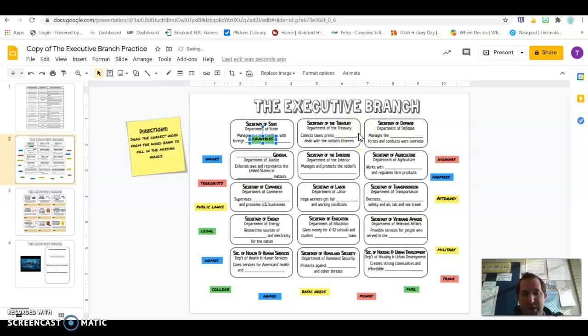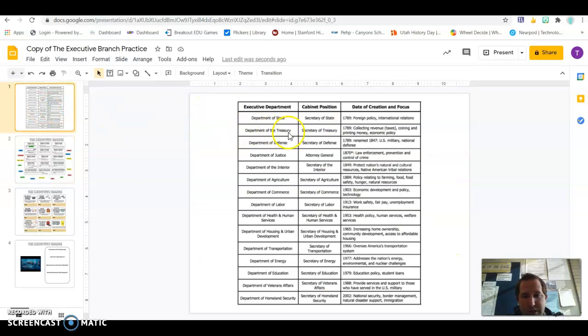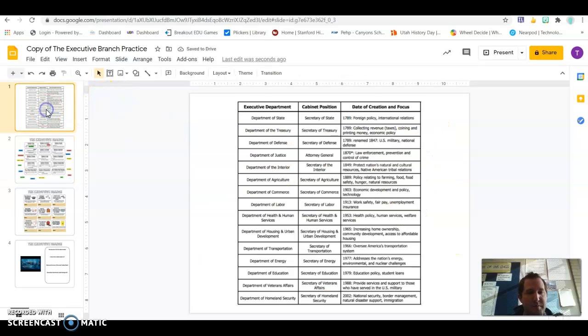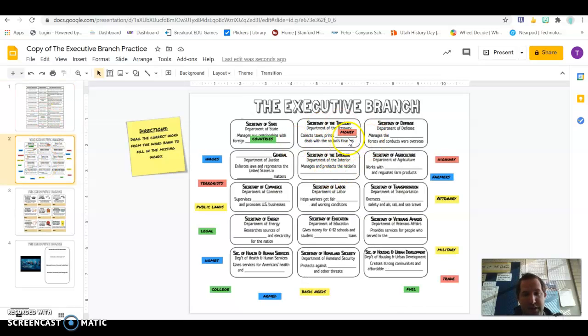For the second one, Secretary of Treasury collects taxes, prints blank, and deals with the nation's finances. Well, let's see what the Secretary of Treasury does. Collects revenue, coining, and printing money. There we go. That's probably what we're looking for. Prints money. Where's that at? Legal, homes, college, armed, basic needs, money. There we go. So that goes right there. And so on and so forth. Make sure to refer back to the first page here if you have any questions.